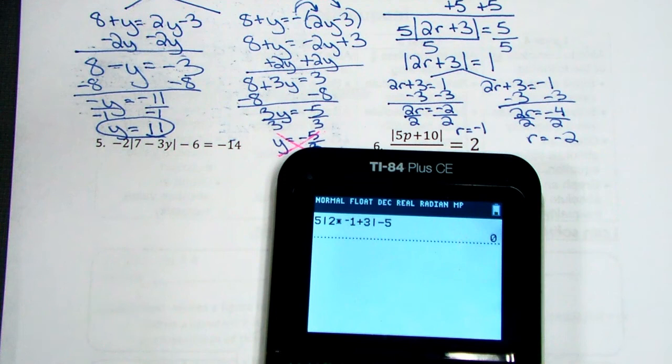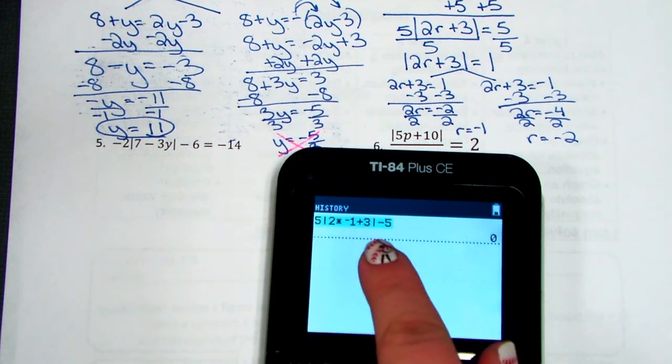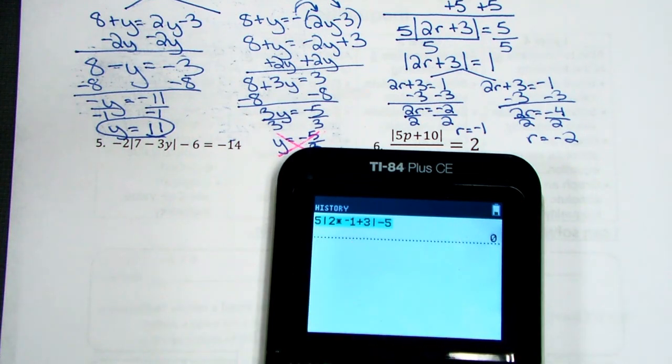Instead of having to type all of that in again, depending on the version of your calculator, I believe TI-84s and later, you can use the arrow key to go up and highlight. You can see it's very light, but it is highlighted in blue. And press enter and it'll copy and paste that below.